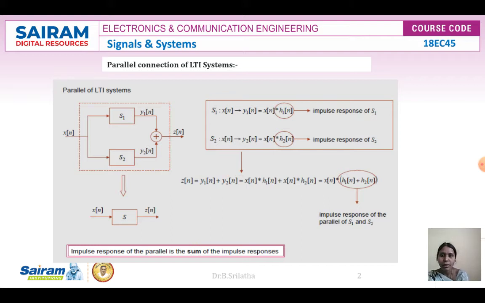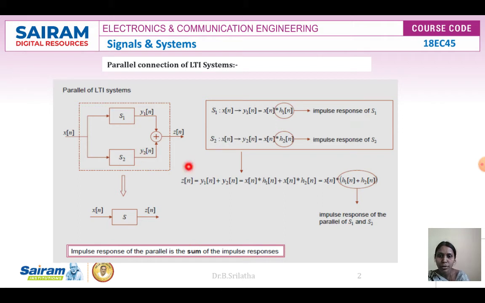Here we are going to consider the responses as impulse responses. The first is the impulse response of S1 and the second is the impulse response of S2. Here x of n is our input, and the output y1 of n is equal to x of n convolution h1 of n. Same thing, y2 of n is x of n convolution h2 of n. Now z of n is y1 of n plus y2 of n.